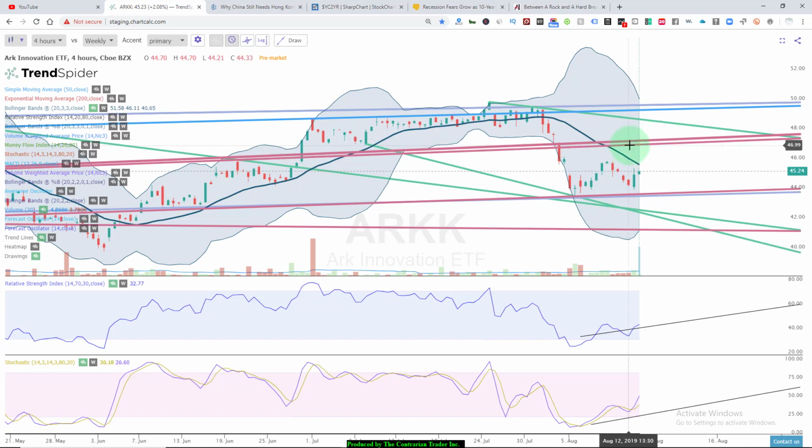If we break above these two resistance levels here, we're coming up here to $48.77. So ARC Innovation is looking good as a potential long trade. Again, though, we need to take a look at the markets to ensure that they are moving up higher as well. On that note, let's segue over and into the pre-market activity.